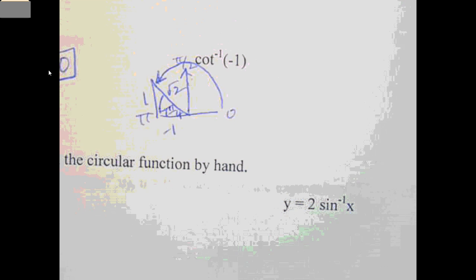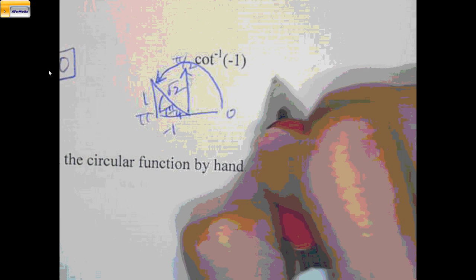But they want to know the positive, like the long way around, what that is. It's 3 pi over 4. Good.